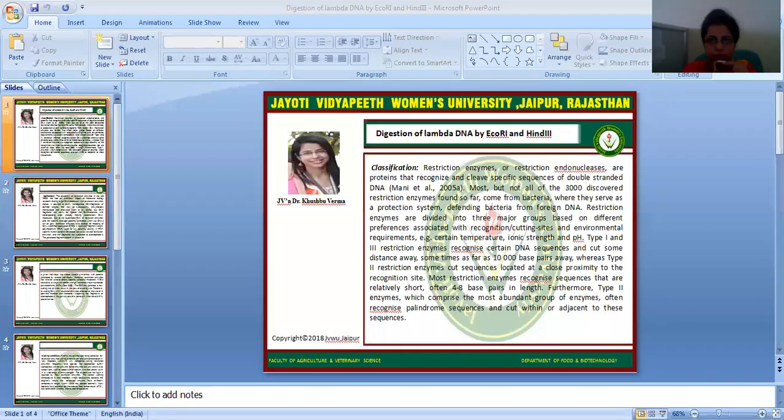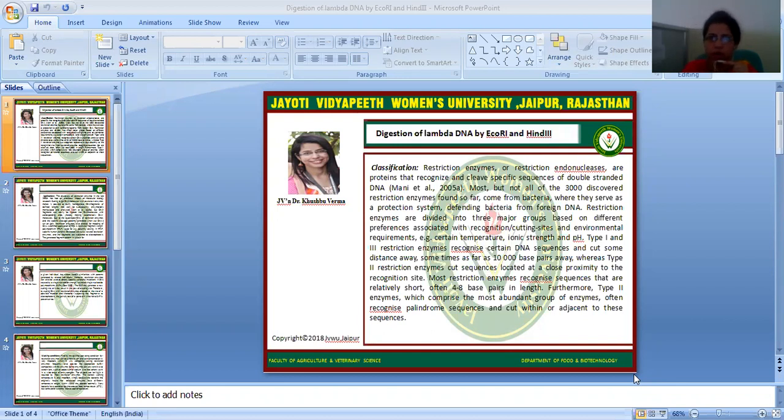Today we will discuss a session related to the course of Recombinant DNA Technology Lab. Today we will discuss digestion of lambda DNA by restriction enzymes, for example, EcoR1 and HindIII. So today in this session we will discuss only the introduction of this practical. This session is related to the Recombinant DNA Technology Lab of the programs BTech FBT 6th trimester and BSc BT 6th trimester. So first of all, we will go for the classification of restriction enzymes.